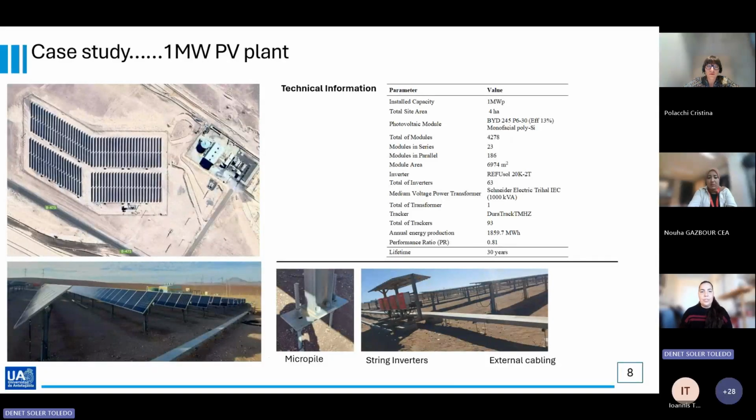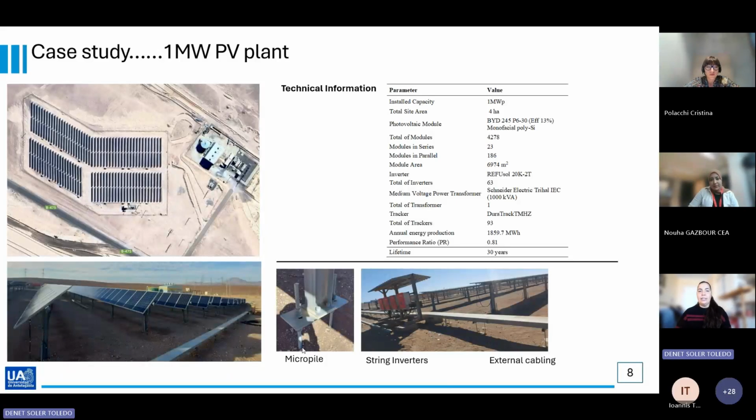I will show you this case study. It is a PV plant that is installed 65 kilometers from Antofagasta city. It's a 1 megawatt plant, and it has specific innovations that we consider in the analysis. For example, the use of micropiles, which is one of the foundation typologies that is common here.